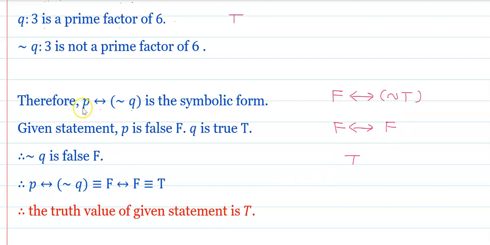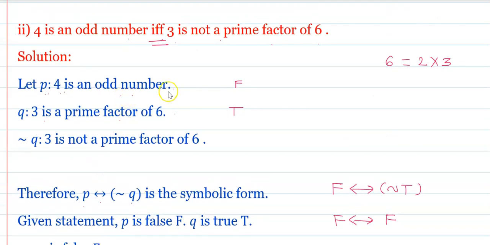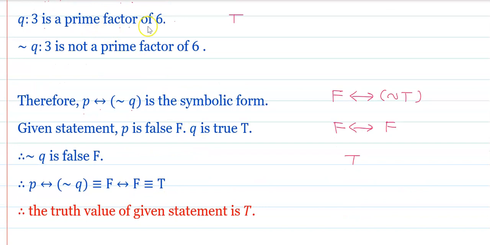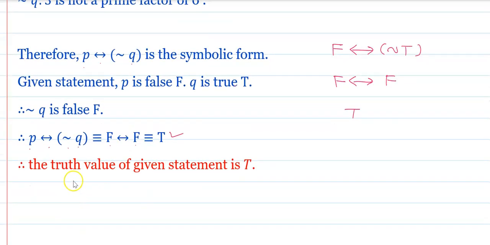See this here again. पुन्हा इथे बघा. P double implication negation of the Q is a symbolic form. Given statement P कसे? तर false आहे. And the Q कसे? तर true आहे. Therefore the negation of Q is false. Therefore the P double implication in bracket negation of the Q, that is equals to F double implication F, and that is equals to true, and hence the truth value of the given statement is true.